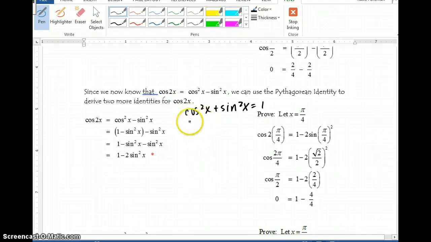So first one, if I think about solving the Pythagorean identity for cosine squared, I would subtract sine squared from both sides. So in the identity we just saw, the double angle formula, I'm going to replace cosine squared with 1 minus sine squared. On the next step, we don't need the parentheses, nothing to distribute. So I have 1 minus sine squared minus sine squared. Combining like terms, we get our second identity for a double angle formula for cosine.